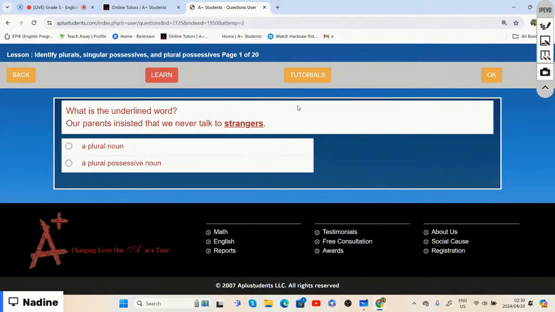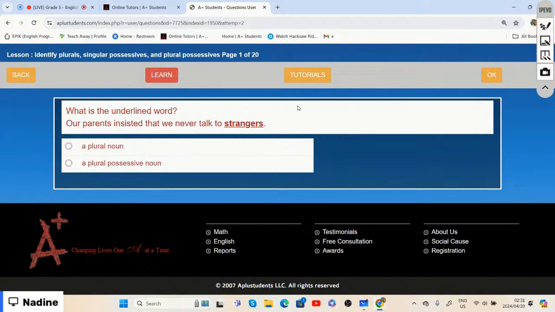So, we're now going to select if it's a plural noun or if it's a plural possessive noun. And remember, we said that with plural nouns, it's just referring to something that is more than one, like more than one person, animal, place, or thing. But a plural possessive noun shows who or what, more than one person, owns something or has something, right?